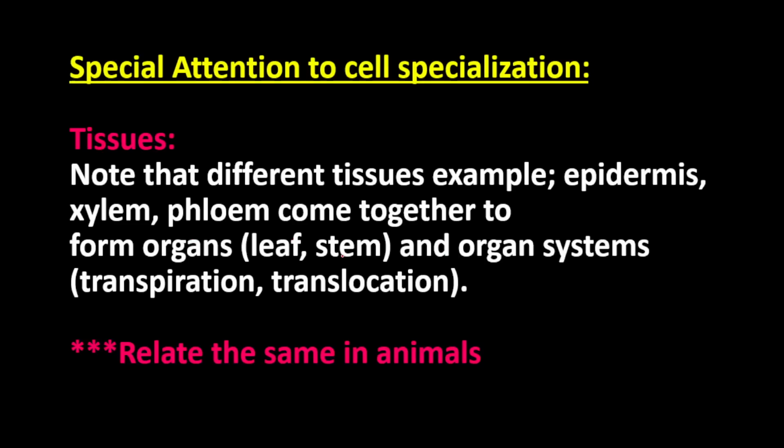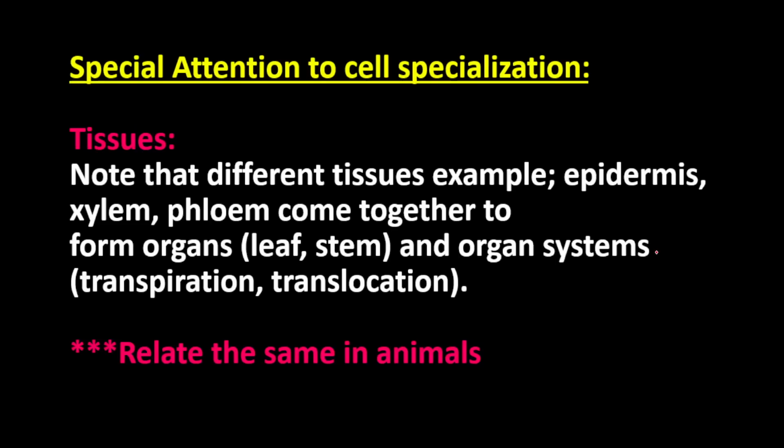Organs will then form organ systems such as transpiration, translocation, the circulatory system, and so on. These are referring to the plant systems that I have right here. And of course, you must relate the same type of concept in terms of animals, from cells into the organism.